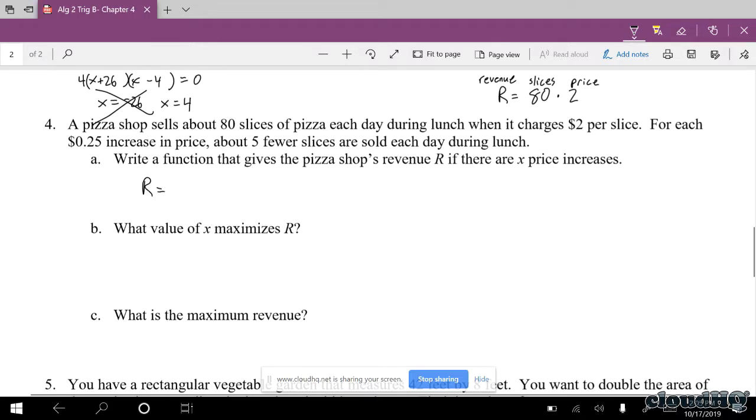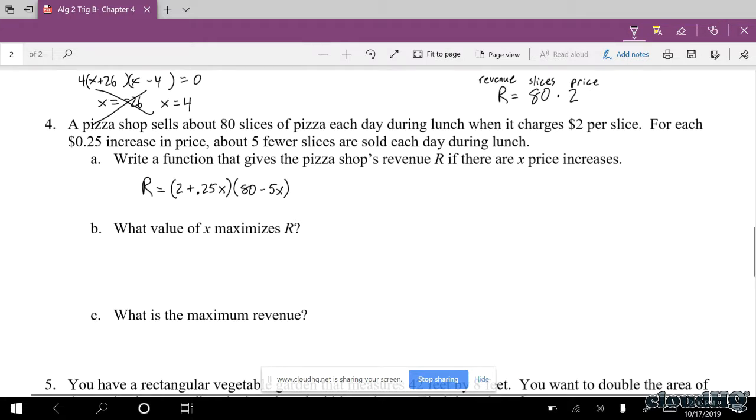So we know that the price, maybe I'll put the price first. The price started at $2, but I'm increasing, so I'm adding 25 cents at a time. So it could be multiple 25-cent increments. So I'm going to put 0.25x. But for every 25-cent increase, I know that means I'll sell fewer slices. We start with 80, but for every 25-cent increase, I subtract 5. So minus 5x will go with the 80.